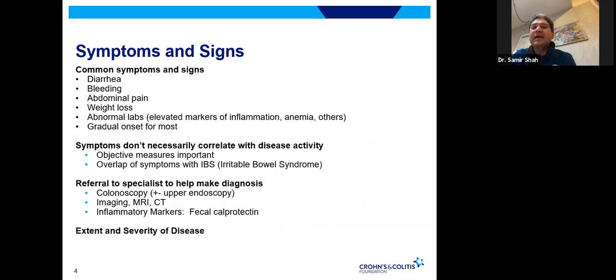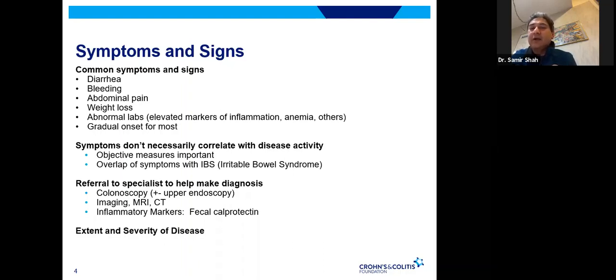So when we think about signs and symptoms that make us think about inflammatory bowel disease: diarrhea, bleeding, abdominal pain, weight loss, and in kids falling off their growth curve. Abnormal labs are certain tip-offs, and you can have normal labs and still have IBD, but if we see elevated markers of inflammation like the C-reactive protein or SED rate, or in the stool fecal calprotectin, if somebody has anemia, particularly if it's iron deficient, and then other lab abnormalities, white count might be elevated. For most people, there's a gradual onset. For some people, there's a sudden onset when they have a complication like a perforation or an abscess.